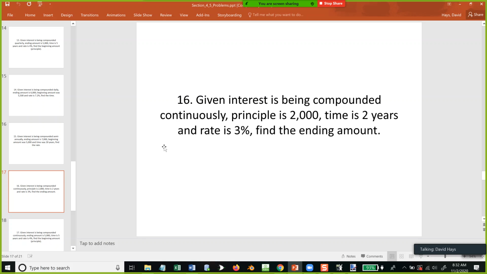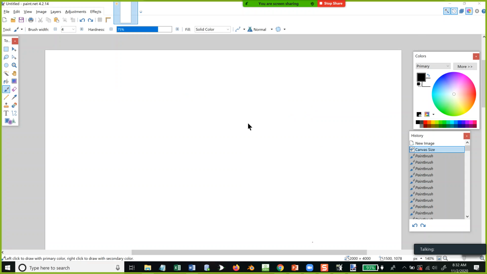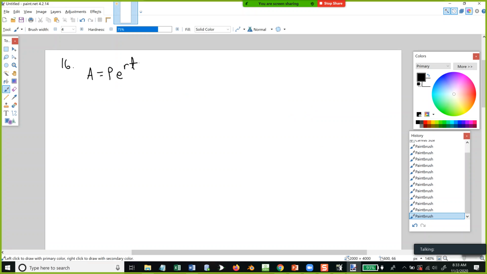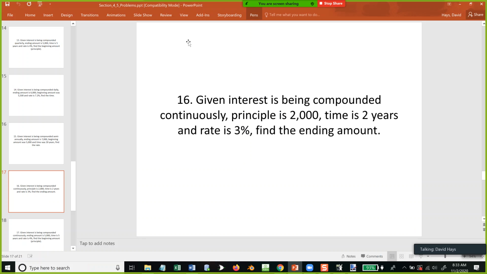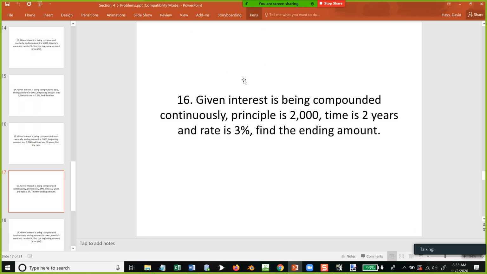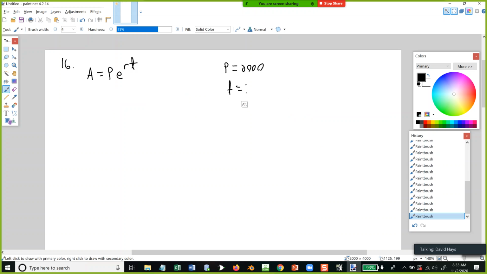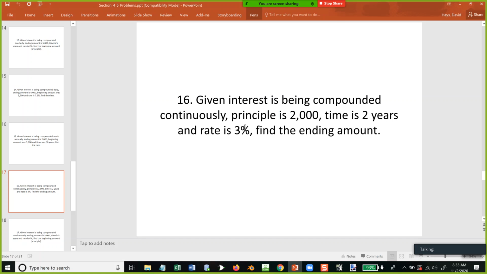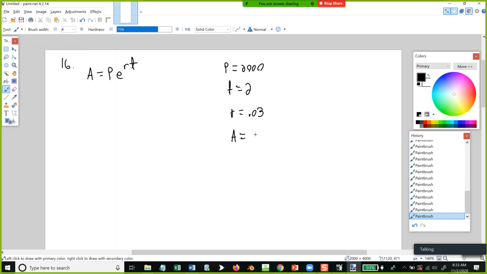Okay, so this next problem specifically tells us it is compounded continuously. If you have the continuous wording in there, they want to use the PERT formula, which is the easier one. Given interest has been compounded continuously, principal is 2,000, so P is 2,000. Time is 2 years, so T is 2. And rate is 3%, so R is 0.03. And it says find the ending amount, so we're trying to find A.